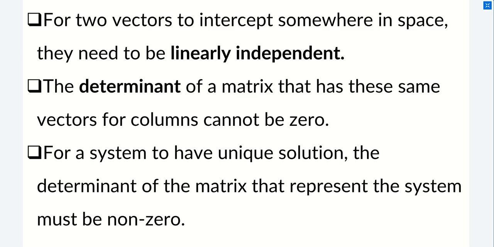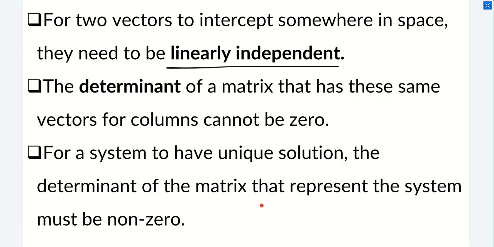So for these vectors to intercept somewhere in space, and I've shown you a geometrical interpretation, the first thing is they have to be linearly what? Independent. They have to be linearly independent. We know that as the column space. The columns have to be independent, or else the solution will be a problem. The determinant of a matrix that has these same vectors for columns cannot be zero. So if the columns are linearly independent, there's no way our determinant will be zero, right?